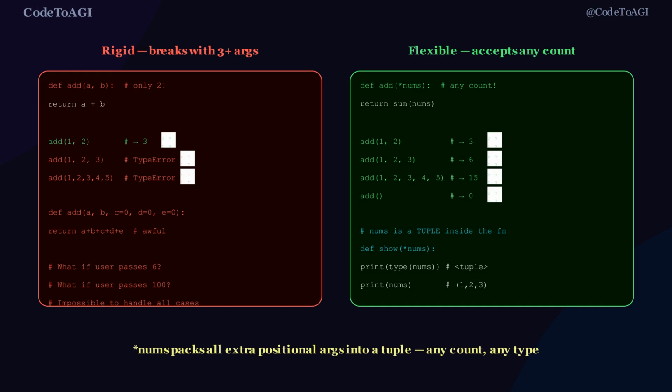Look at the right side, the flexible version using *args. add takes *nums. Now you can call it with 2, 3, 10, or 100 arguments. All of them arrive inside the function as a tuple called nums. This is the core insight. A star before a parameter name means collect all remaining positional arguments into a tuple. Python's built-in sum, print, and max all use this pattern. So does every NumPy and PyTorch operation you will ever call.